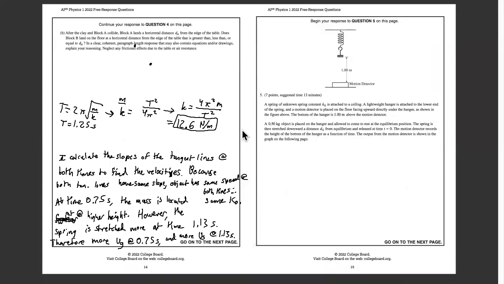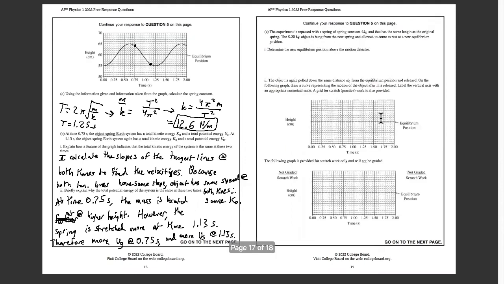I'm a little bit curious on something. So what it does tell us is that if you just have the lightweight hanger, then the bottom of the hanger is actually 1 meter above the motion detector. So what I can actually do is elaborate a little bit more on my answer to part B, part 2 then. So I'm going to go ahead and do that.